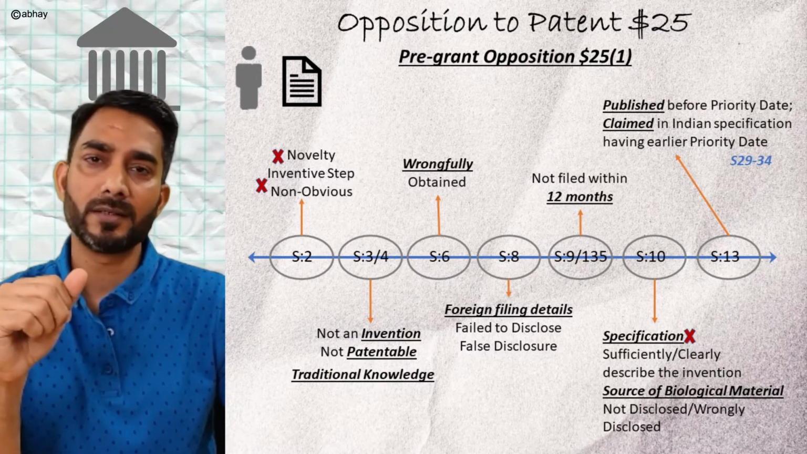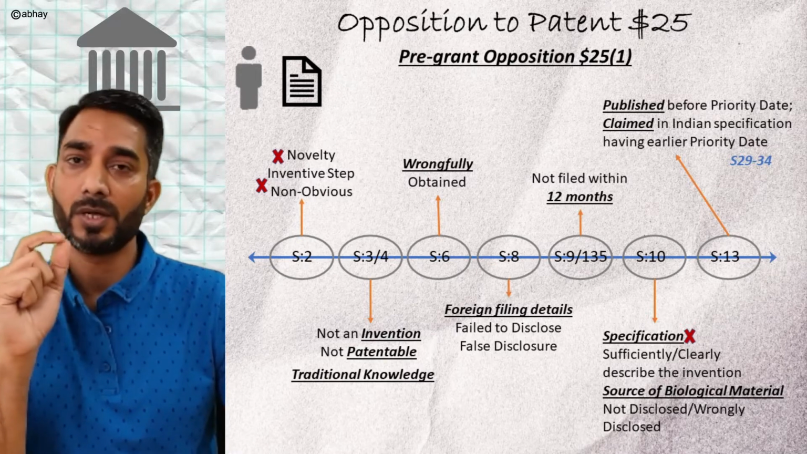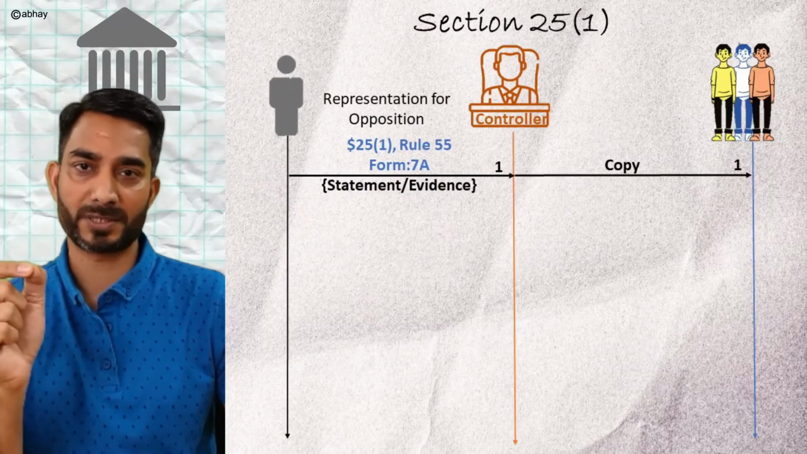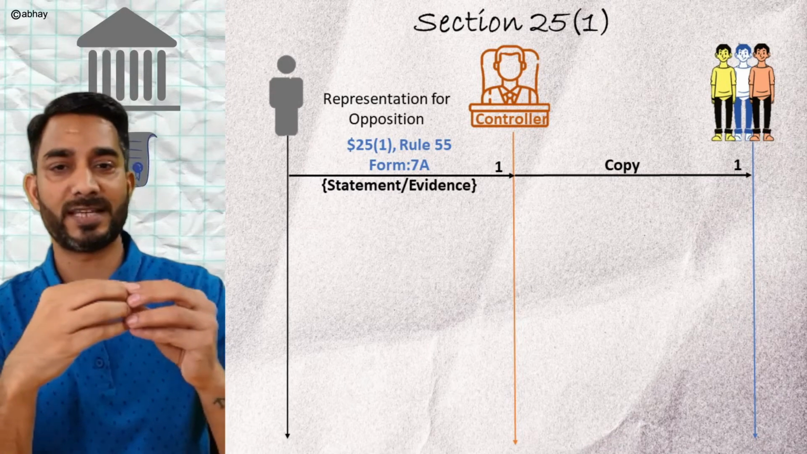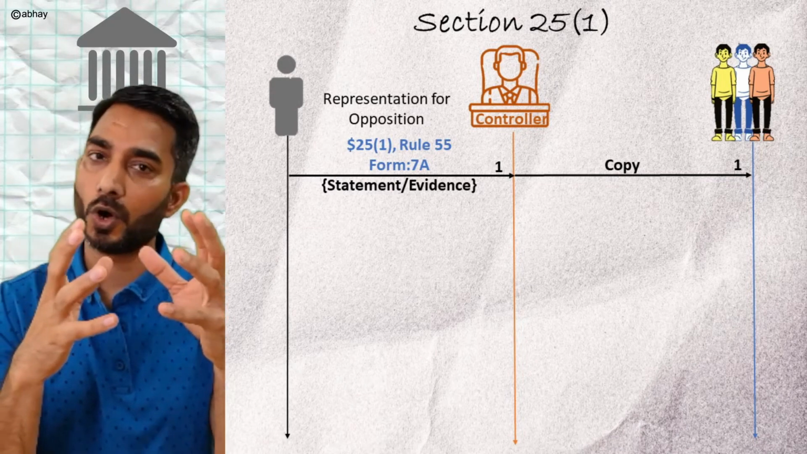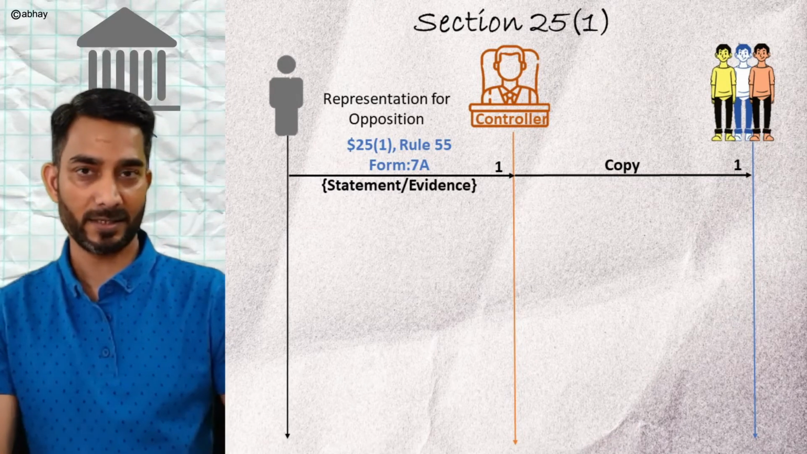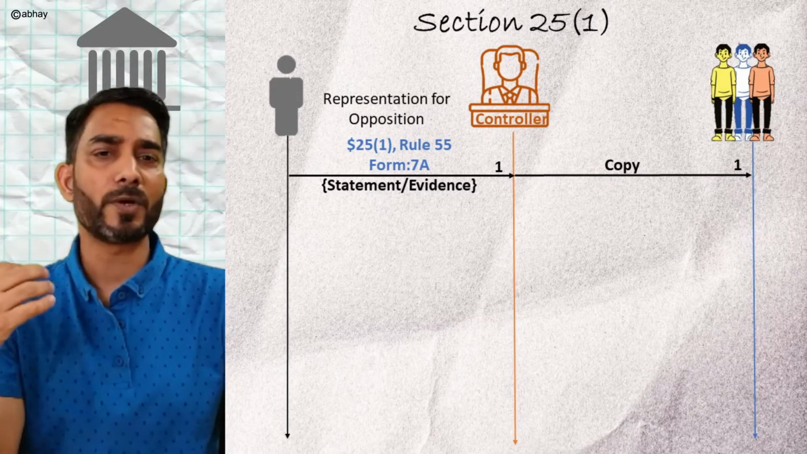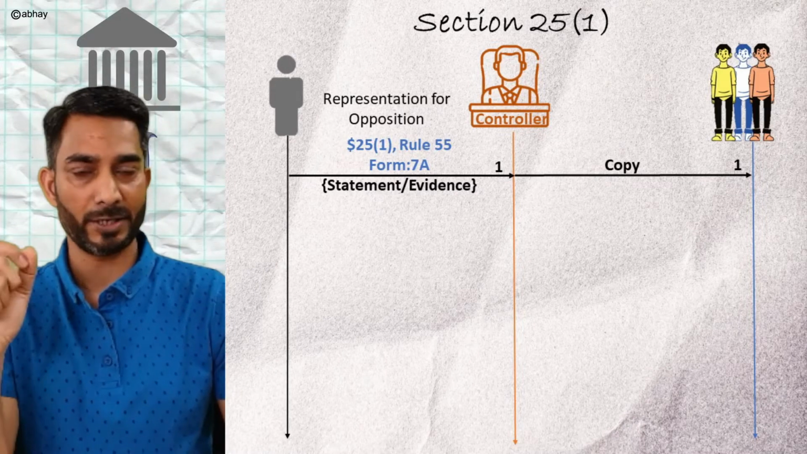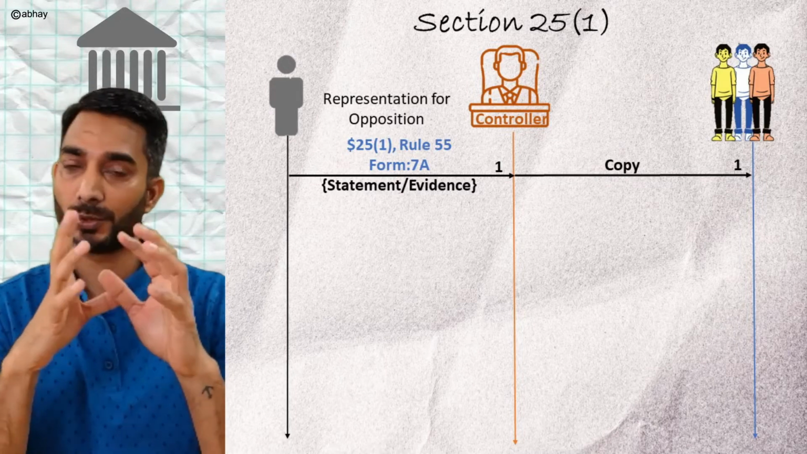Now, how do you file it? As per Rule 55, you are supposed to make representation for opposition using Form 7A, supported by all the statements and evidences that you have collected in the previous step. A copy of same should be sent to the applicant also. You have made the representation, you have done your part.